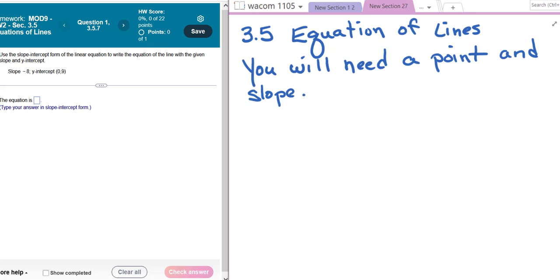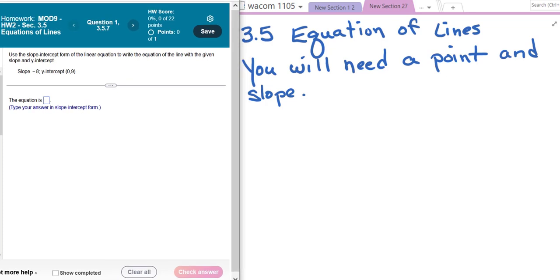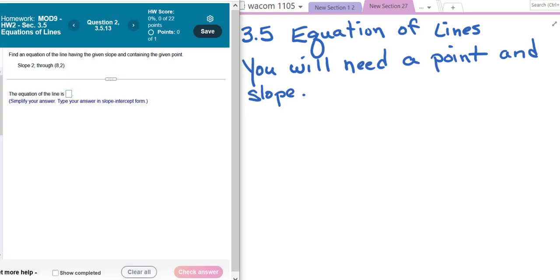You know what? I need to see those dots. I thought that I could move that. There we go. I'm going to start with question 2. We'll need a point and a slope.